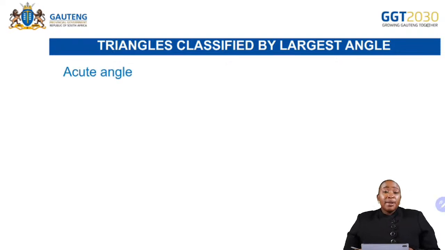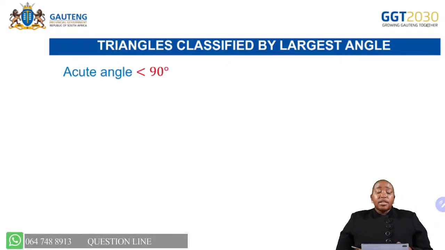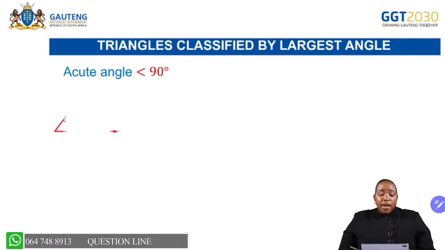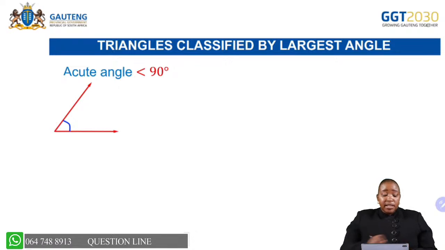So if you remember an acute angle, right? An acute angle will be less than 90 degrees. You must remember that. It will be less than 90 degrees, okay? And that's how you would draw your acute angle. That's what it looks like, okay? So this arm here can move up or down, but just make sure it never reaches your 90 degrees, okay?